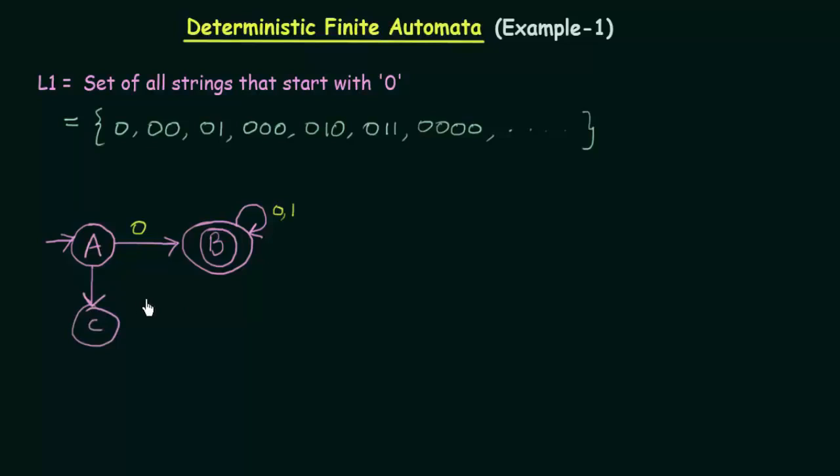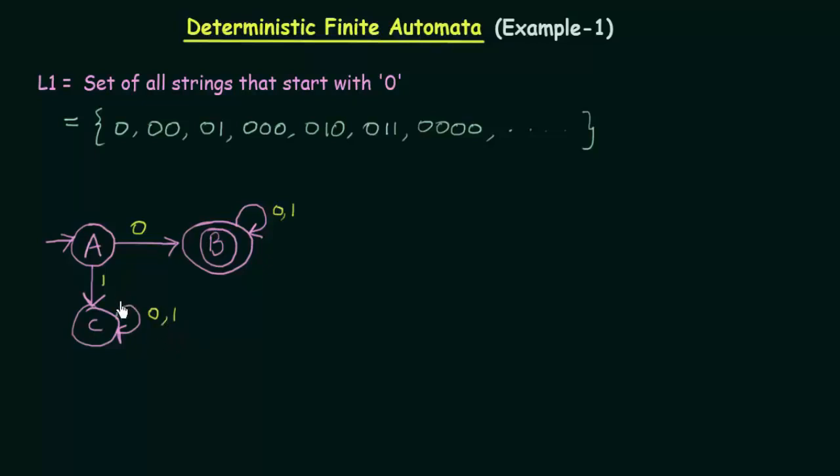I send it to another state called state C when the input is 1. When the input is 1, it goes to state C, and after reaching state C, whatever input I get in state C, whether it is 0 or 1, it stays in state C itself.